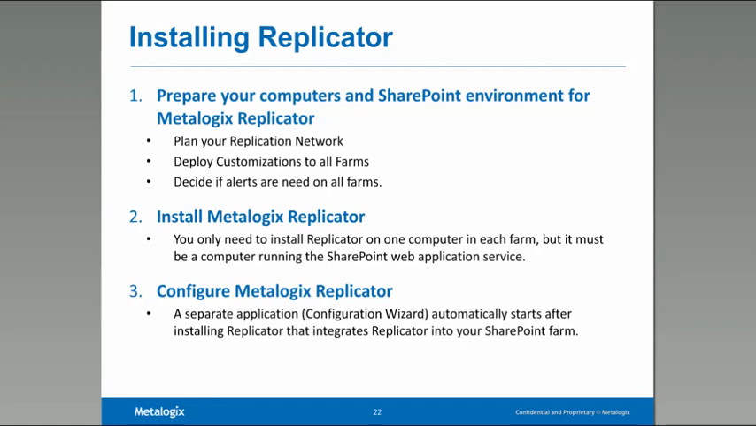And then you just need to install Replicator. You only need to install Replicator on one computer in each farm. It has to be a computer running the SharePoint Web Application Service. The reason you only have to install on one is because you only need the engine running on one server in the farm. You can have that engine running on multiples. You just do the install several times, on each server in the farm, or you can have one. It all depends on how much traffic you're going to have, etc.